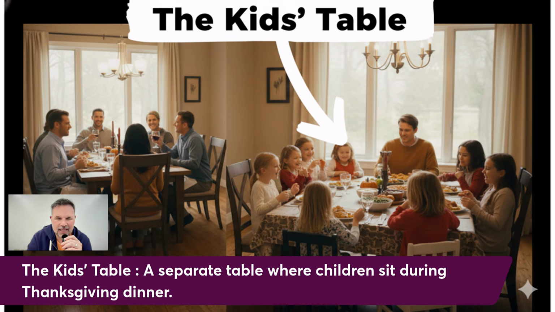I'm going to leave this picture pretty big so you can see it, but the next one here is the kids' table. So adults might sit at one table, and then you have like another table that's just for kids, exactly what the name sounds like. It's a separate table where children sit during Thanksgiving dinner. You can see there's one like very big child. He might be a teenager, maybe 17 or 18.